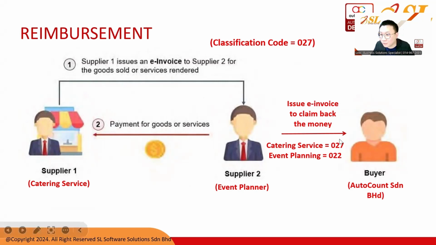So from one invoice you break down into hotel service, catering service, florist service. But for all these services you put classification code 027, because this is reimbursement. The last billing item is event planning fees. This one you charge, it is your income. So you put 022. This is the whole concept of reimbursement.